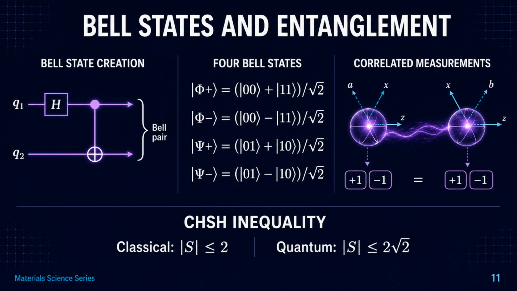Quantum entanglement is a purely quantum phenomenon where two qubits share correlations that cannot be explained classically. The four Bell states are maximally entangled two-qubit states. For example, phi plus is an equal superposition of both qubits in 0 and both in 1. These states violate Bell inequalities, proving quantum mechanics is fundamentally different from classical physics. Entanglement is the key resource for quantum computing and communication.